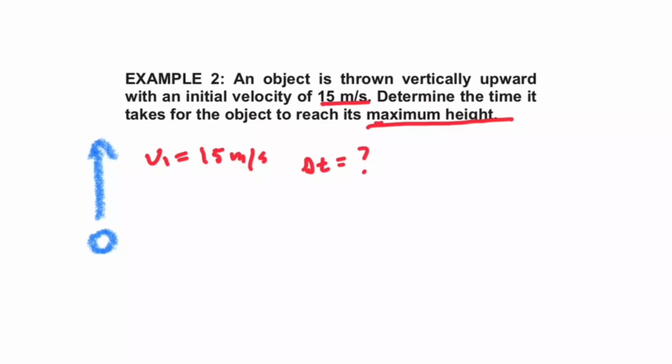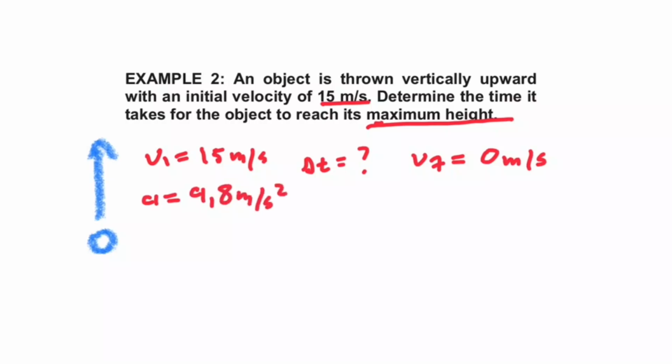Like I've said previously, at the maximum height, v is equal to 0. So we have Vf equal to 0 meters per second. That is always true at maximum height. At maximum height, the velocity is equal to 0. But the acceleration is, and always is, 9.8 meters per second squared. So we have 9.8 meters per second squared.